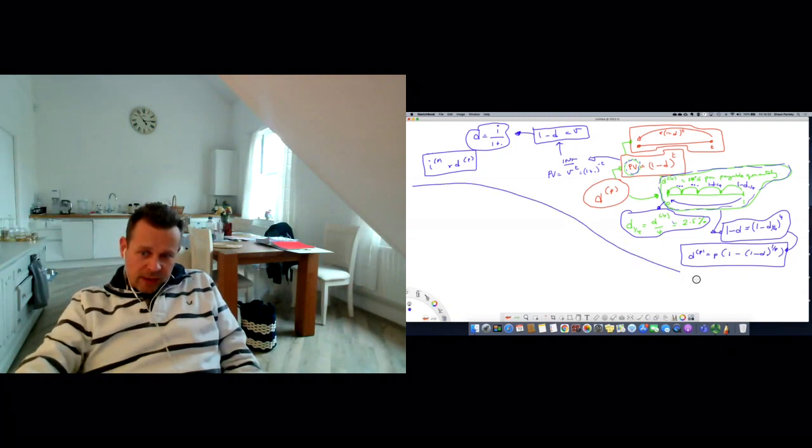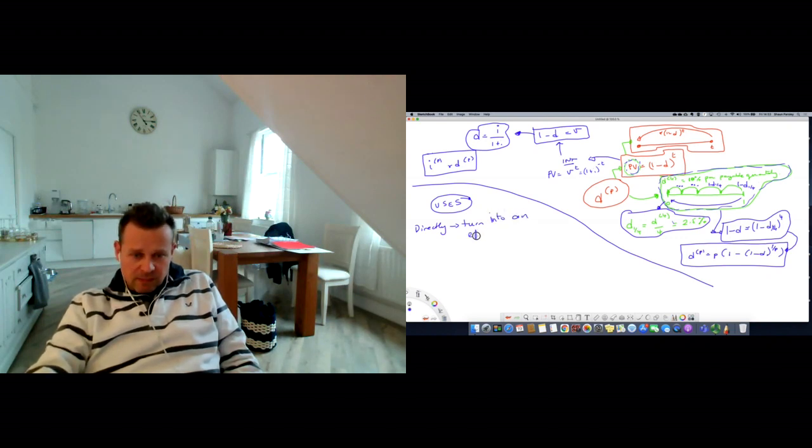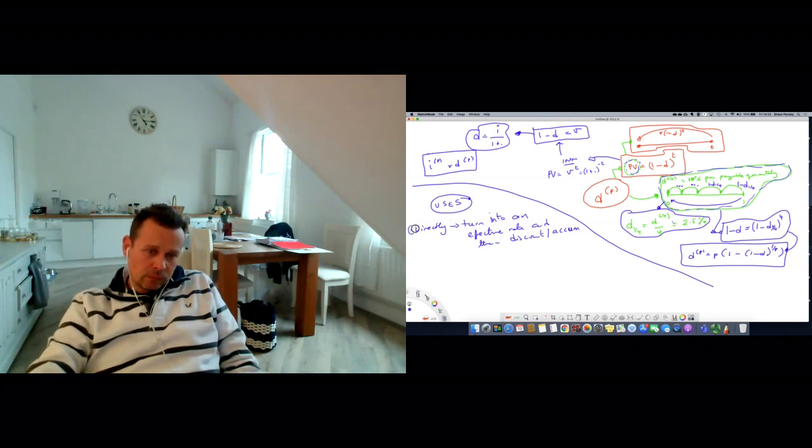So, I've left a blank here, and I put the word uses. Where do we use this? Can we remember where we use it? Well, we might use it directly, which is turn into an effective rate and then discount or accumulate. How do you accumulate? You might use it on some assets.